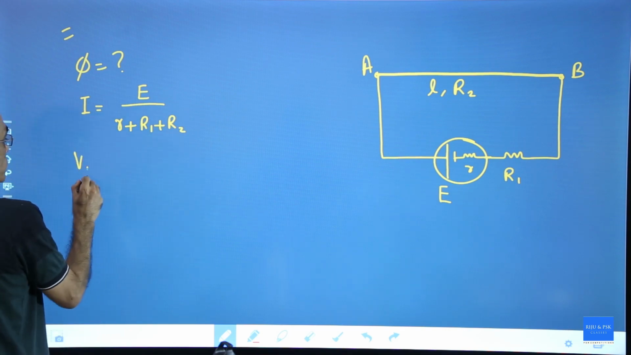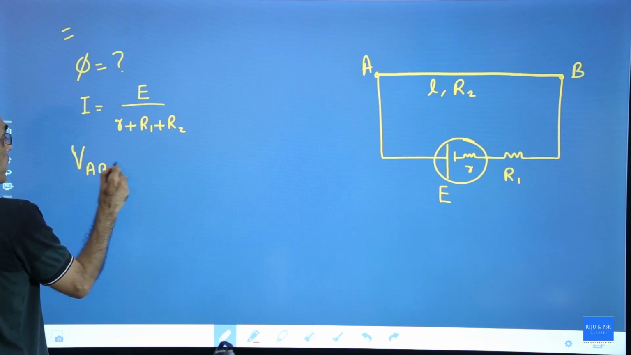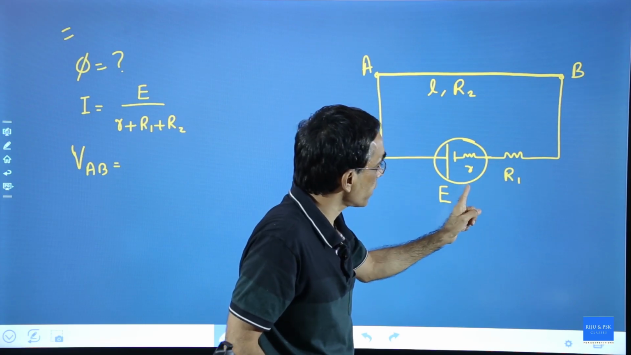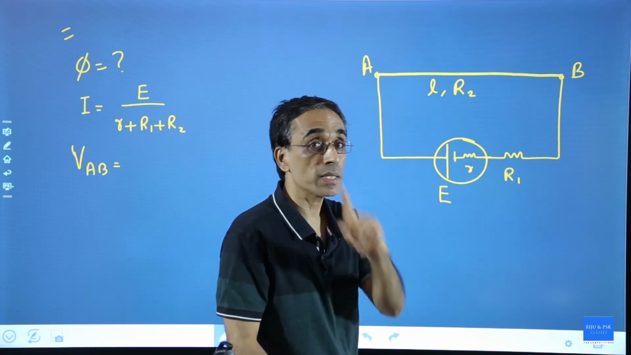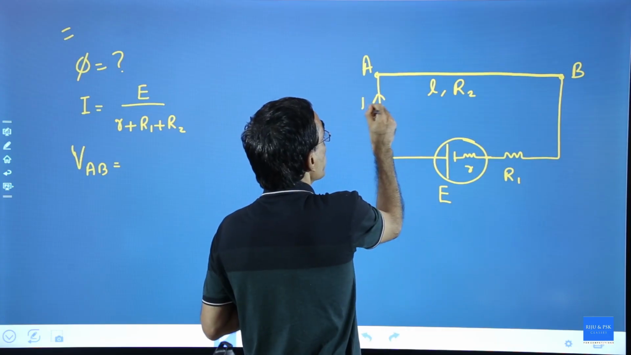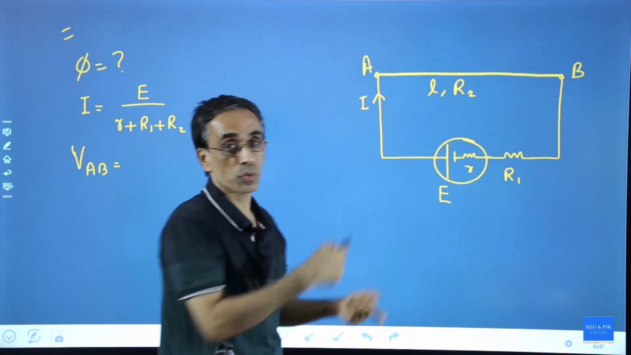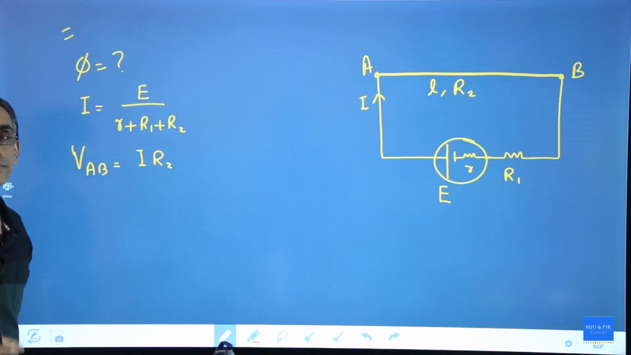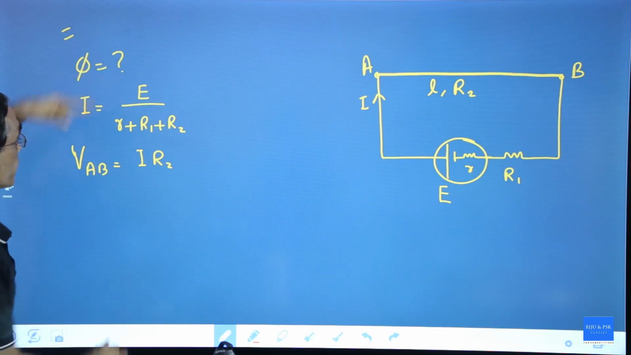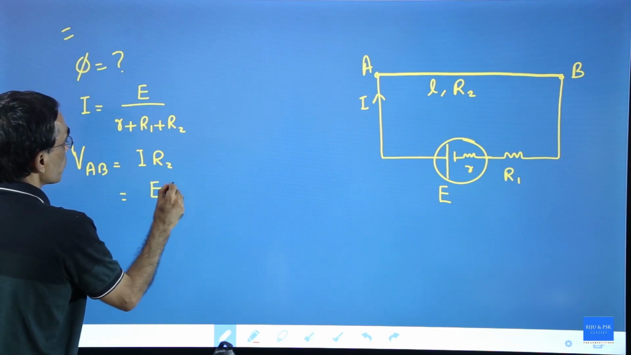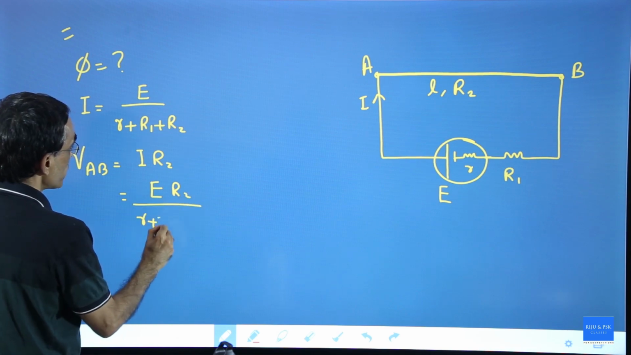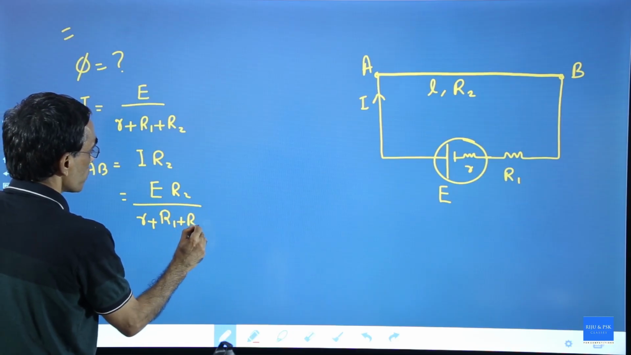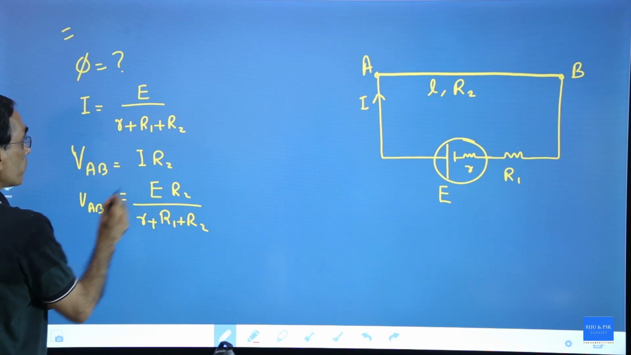Now, what is the potential difference V between A and B? There are 2 methods of calculating it. You can find the drop in the internal resistance and in R1, and E minus the drop will give you that. But there is a better way. You know there is a current flowing here and the wire has a resistance R2, so watch carefully, that is nothing but I into R2. Substitute for I. This gives you E into R2 by R plus R1 plus R2. This gives you the potential difference between A and B.